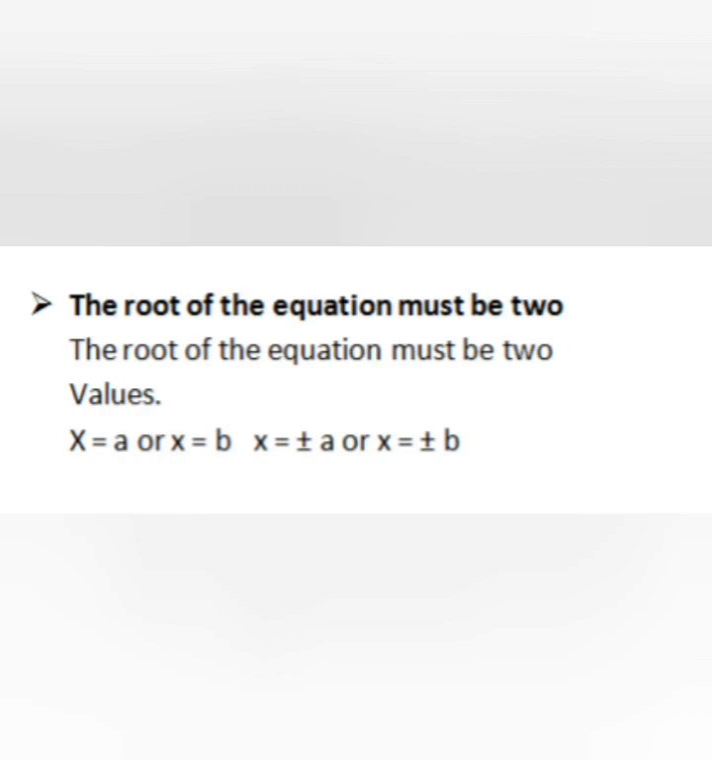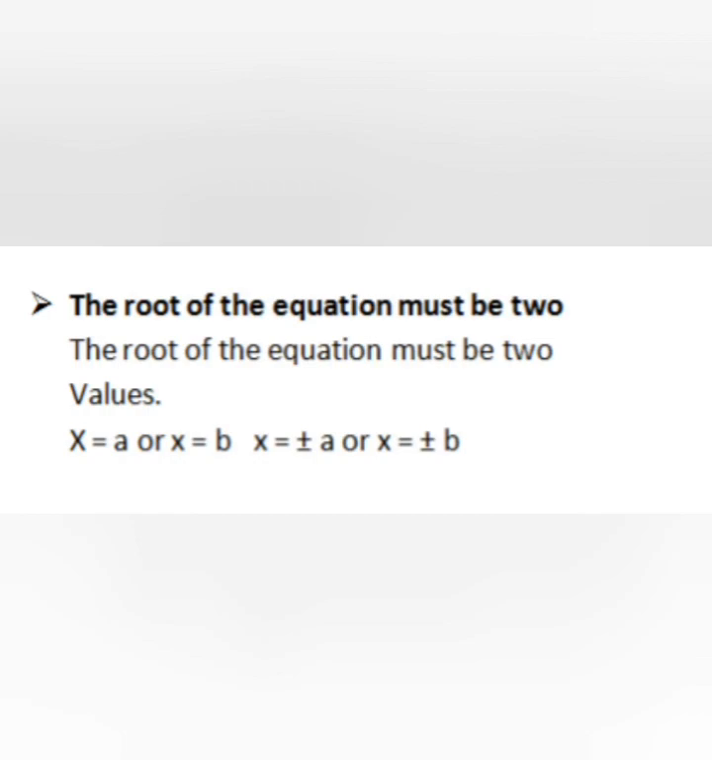Maybe when you want to take the square root of 9 as the value of x, you can say x equals plus or minus root 9. And when you take it, you are left with your answer as plus or minus a, or plus or minus b.